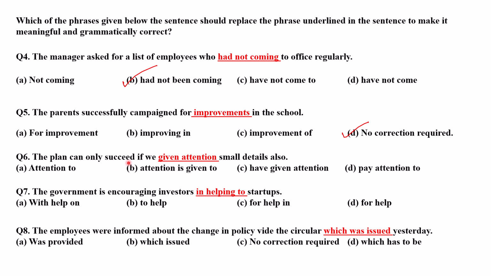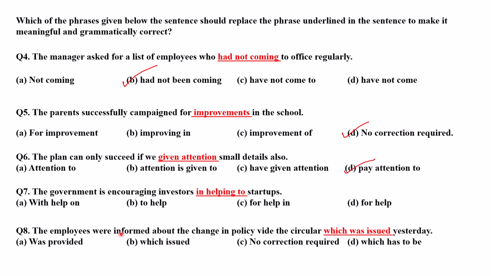The plan can only succeed if we given attention to small details also. So this is not looking correct. If we given attention to small details also. For this it will be, the plan can only succeed if we pay attention to small details also. So the option is option D.